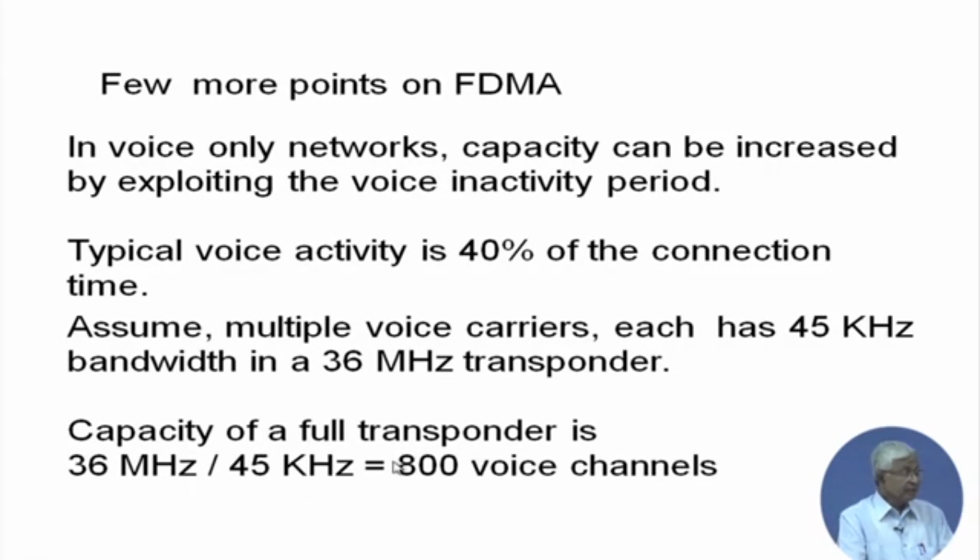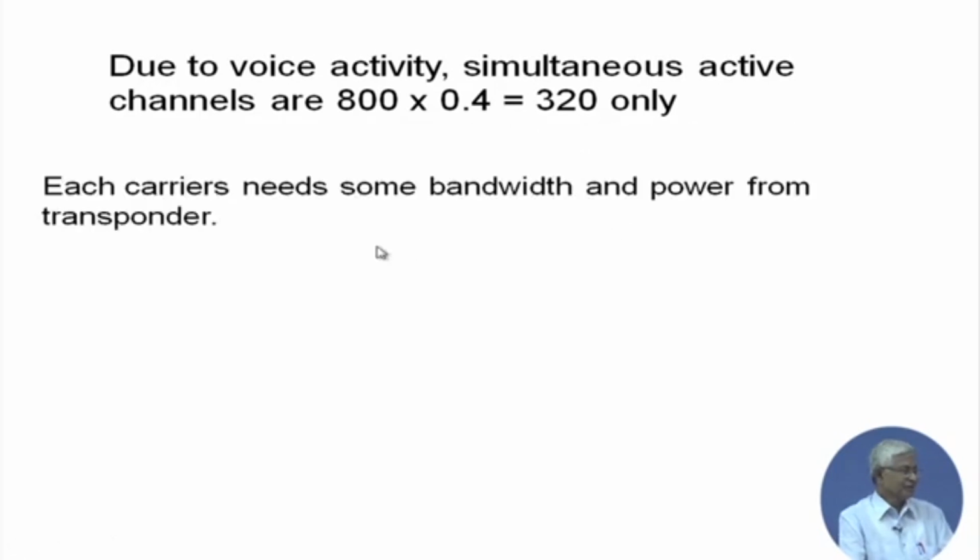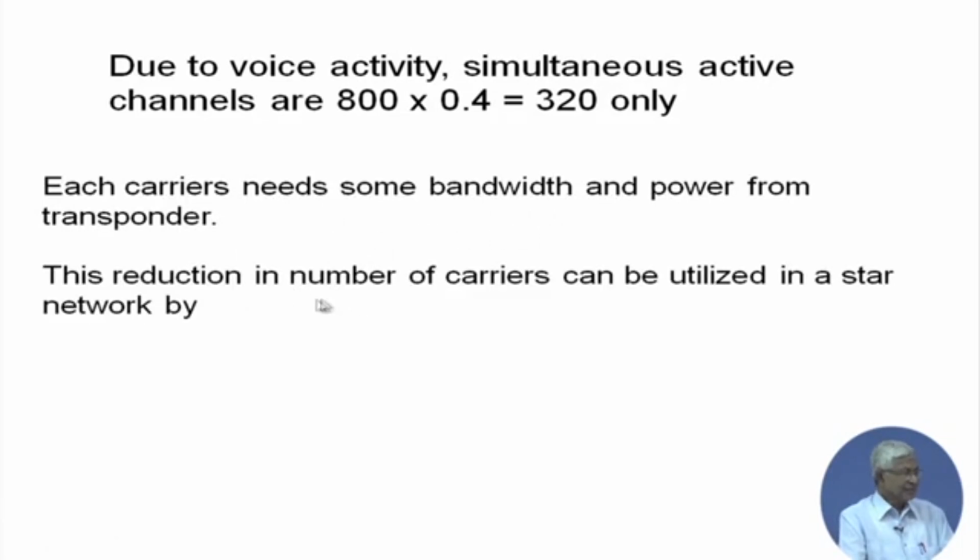But always these 800 voice channels are not busy, only 40% of that is busy. So, actually at any instant snapshot if you take, at the transponder only 320 carriers are present, but the satellite is giving that much bandwidth and that much power. So, bandwidth wise and power wise 60% of that is not used at any time. So, how can we use it? Each carrier needs some bandwidth and power from the transponder. So, with this reduction in the number of carriers, you get an advantage of power and bandwidth.